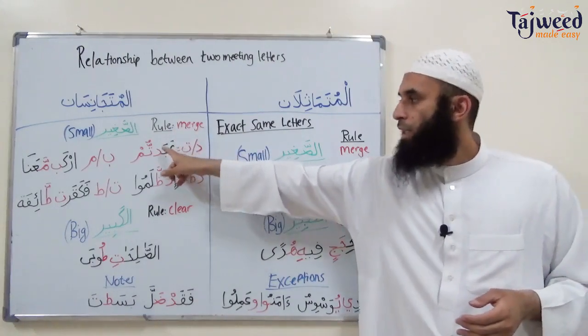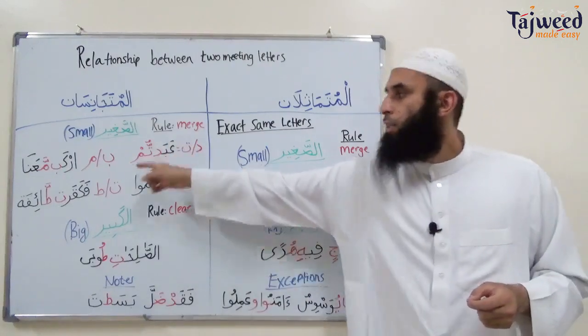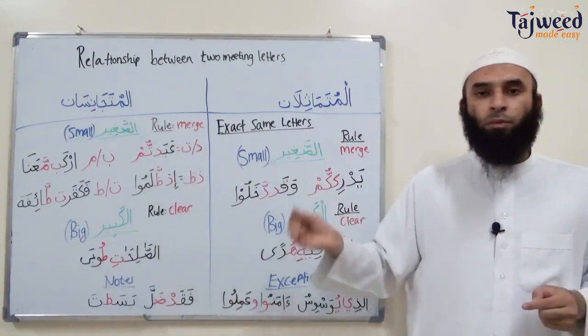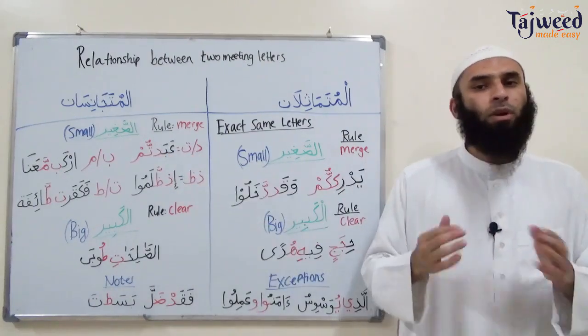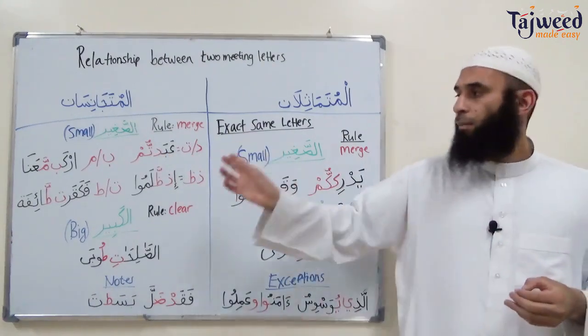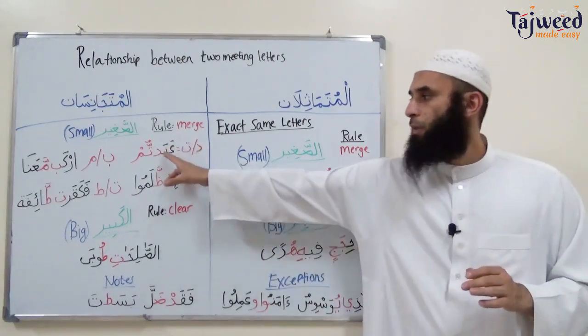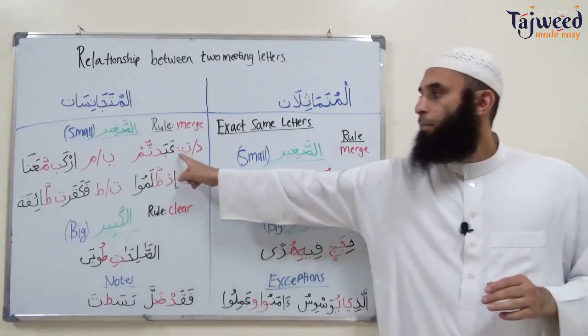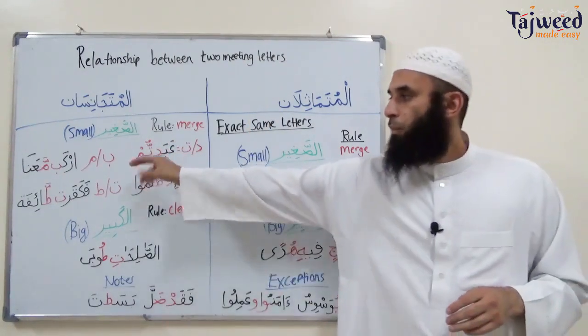So we merge the dal onto the ta. Instead of saying abadatum, we say abadtum. Wala ana abidum ma abadtum. This is why we don't pronounce the dal or put qalqala. Some people say abadat with qalqala, but there is no qalqala involved. The dal is not pronounced, but merged onto the ta. So abadtum.